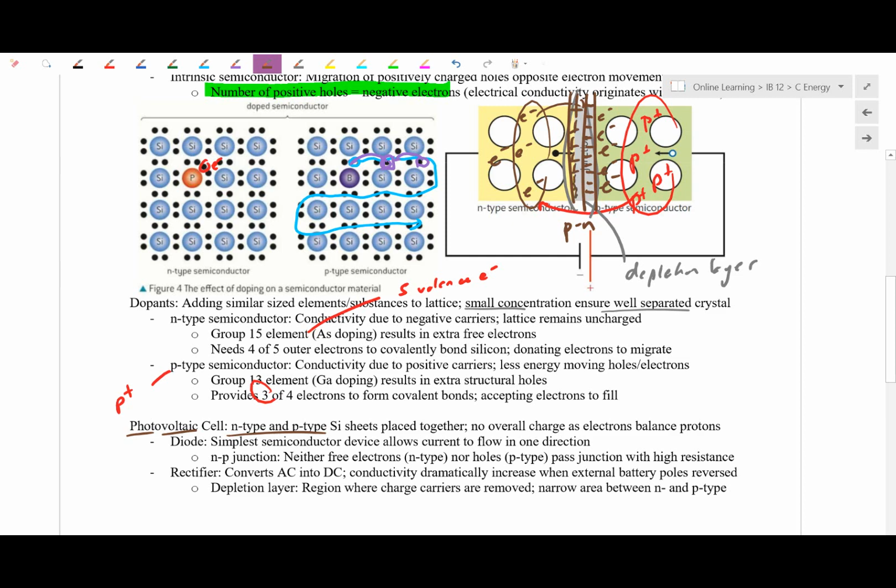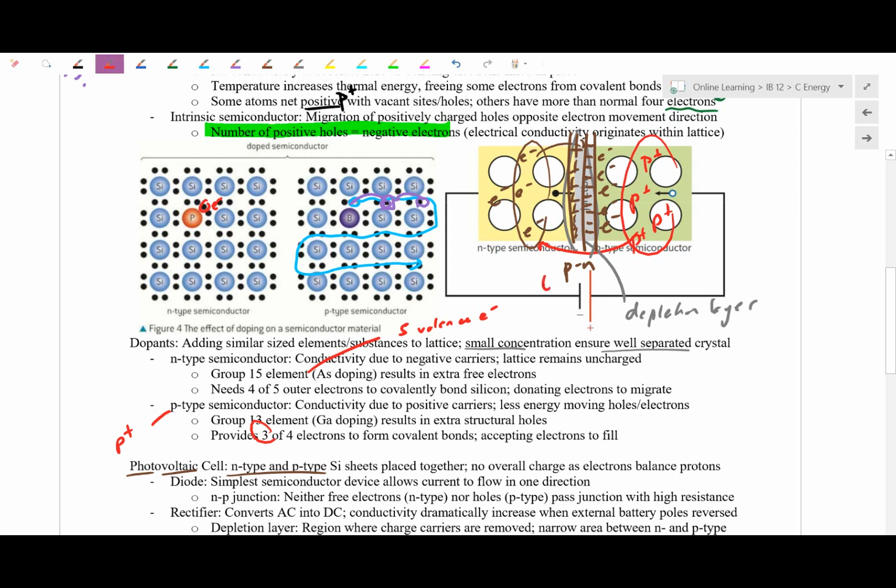Once that depletion layer is set up, the positive charges that would otherwise want to go to the N-type will face an electric field. The electric field says positive charges should go in that direction. The positives don't naturally want to go past this way. So once that charge is built up, the depletion layer has no overall transfer of electrons.